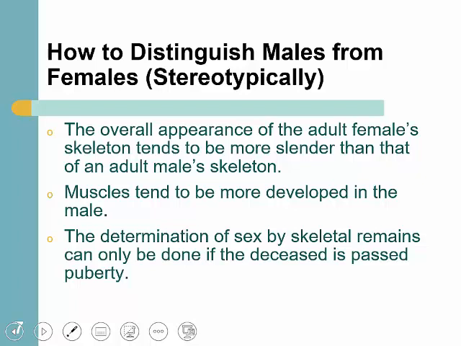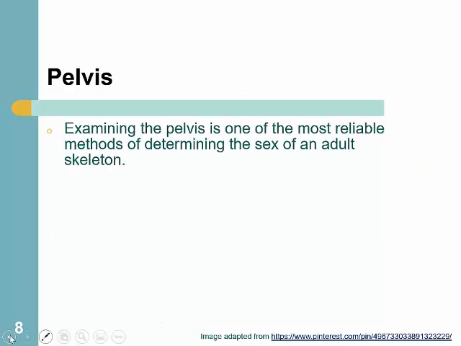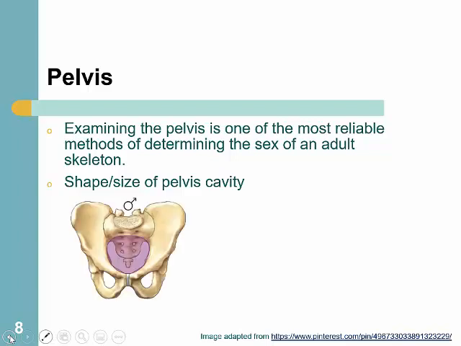So the main bone we're going to look at, and if you asked a forensic anthropologist if they had just one bone to pick to tell you about a person, they would want the pelvis. The pelvis, or what most people think of as the hip bones, are really the most reliable way to determine the sex of an adult skeleton because there are great differences between male and female pelvises, starting with the size and the shape of the pelvic cavity.